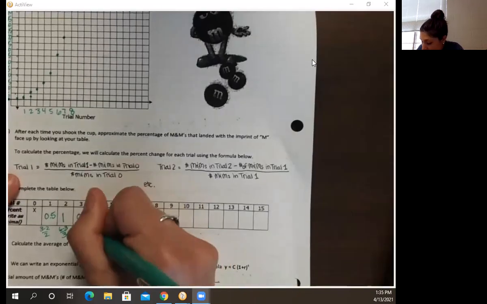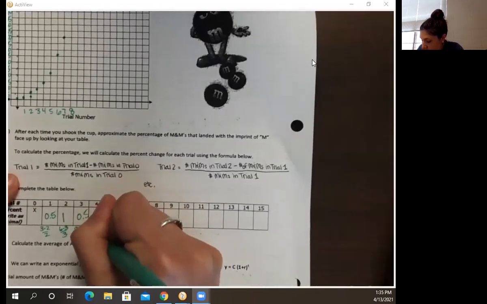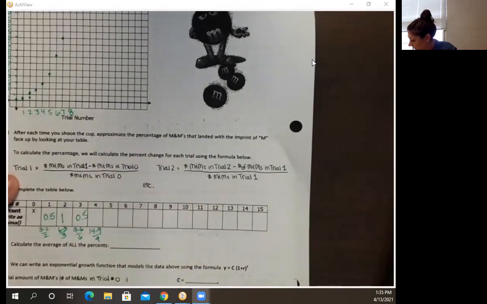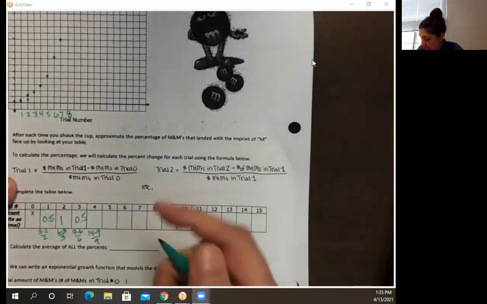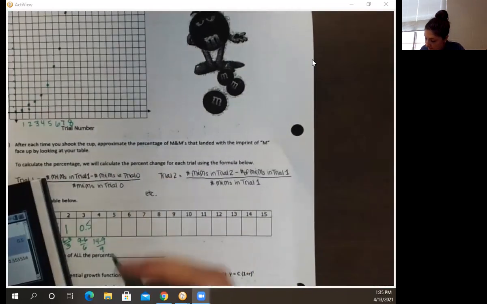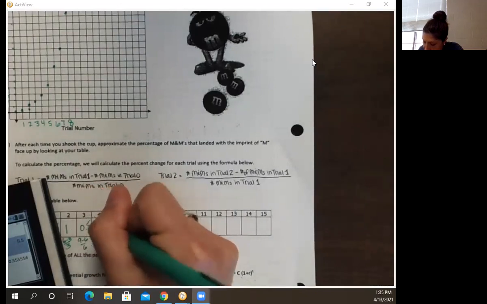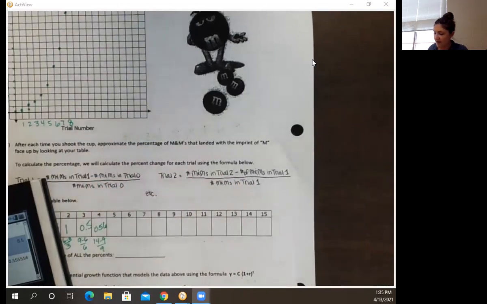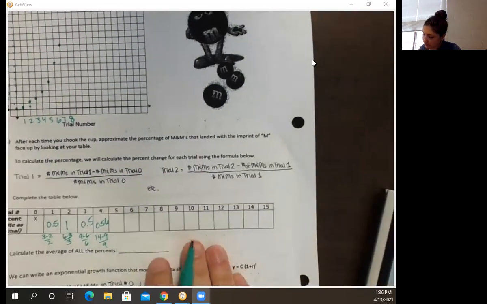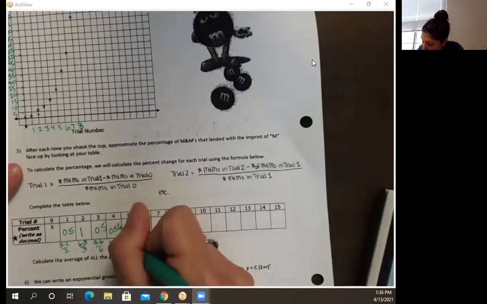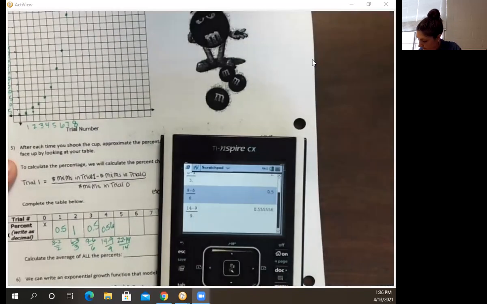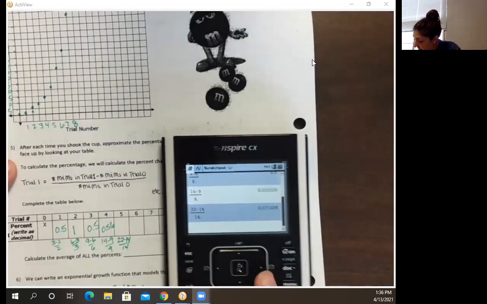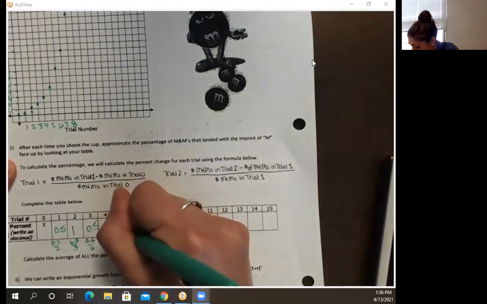Then 14 minus 9 divided by 9. And that gives me 0.5 repeating, so I'm going to do 0.56. And then we have 22 minus 14 divided by 14. We get 0.57.